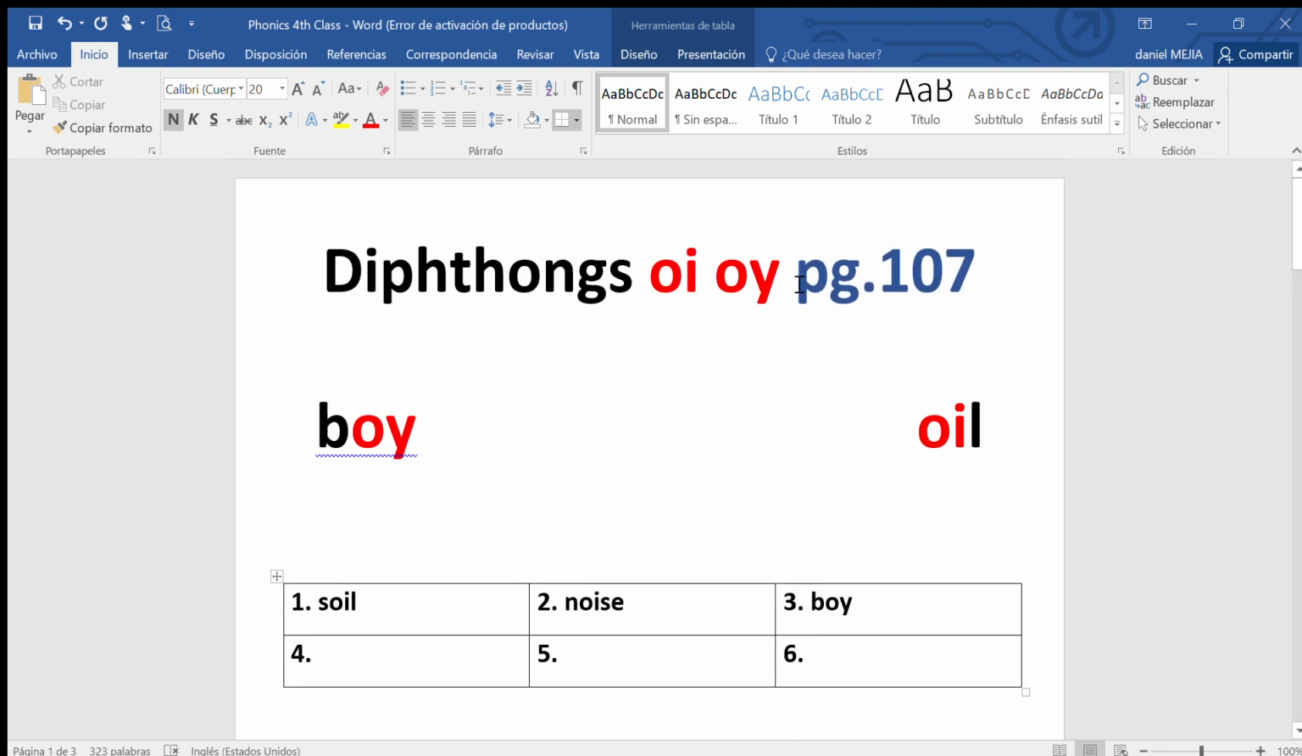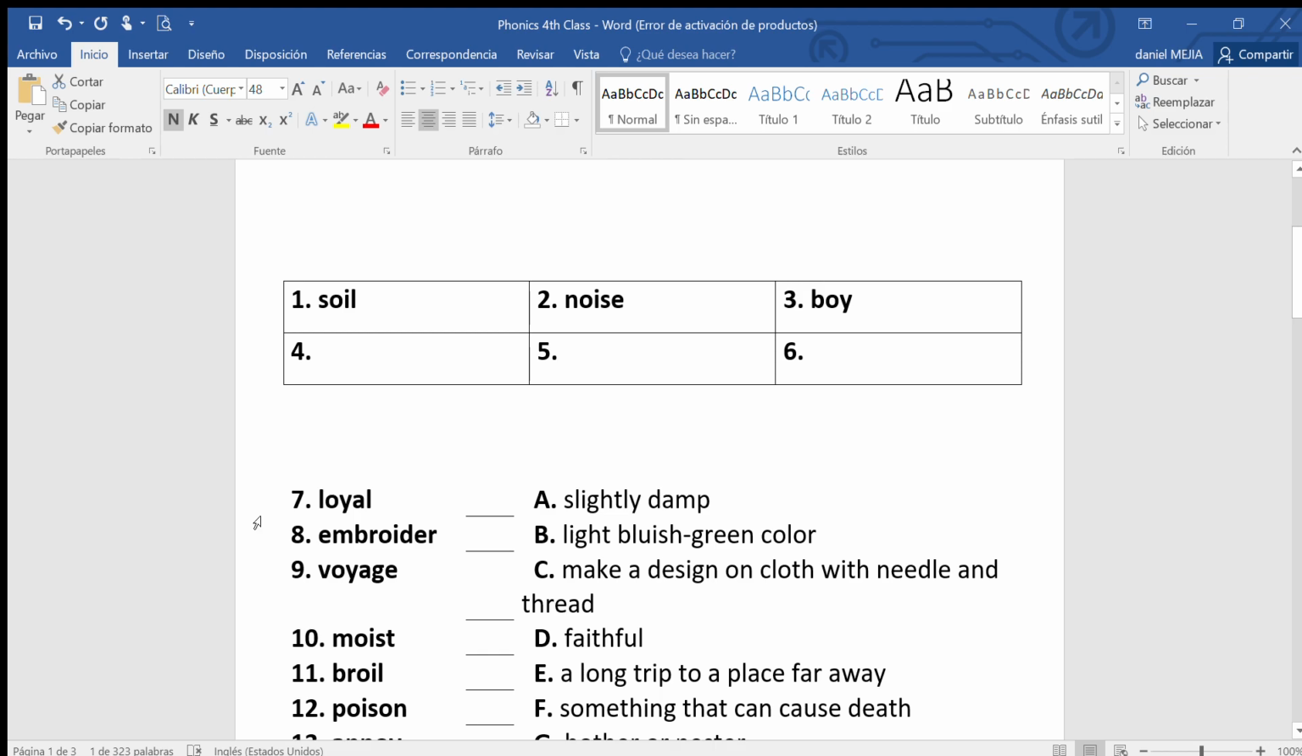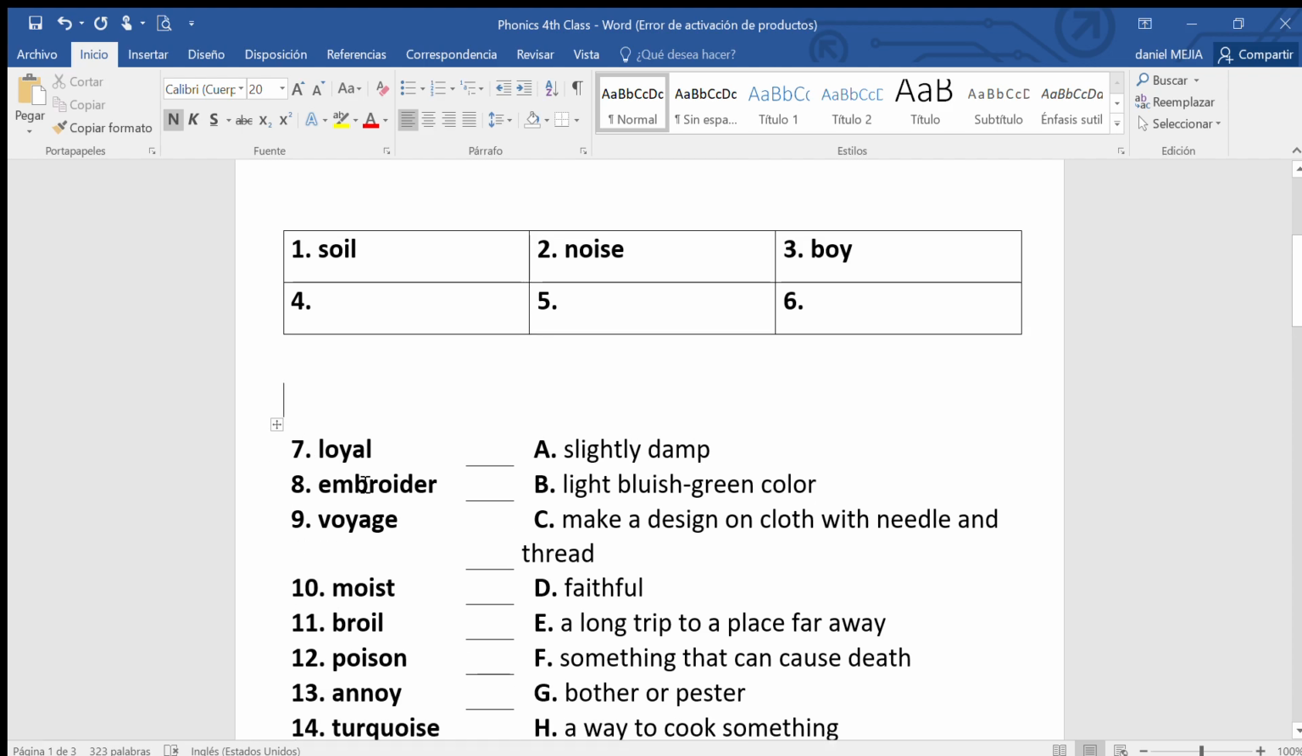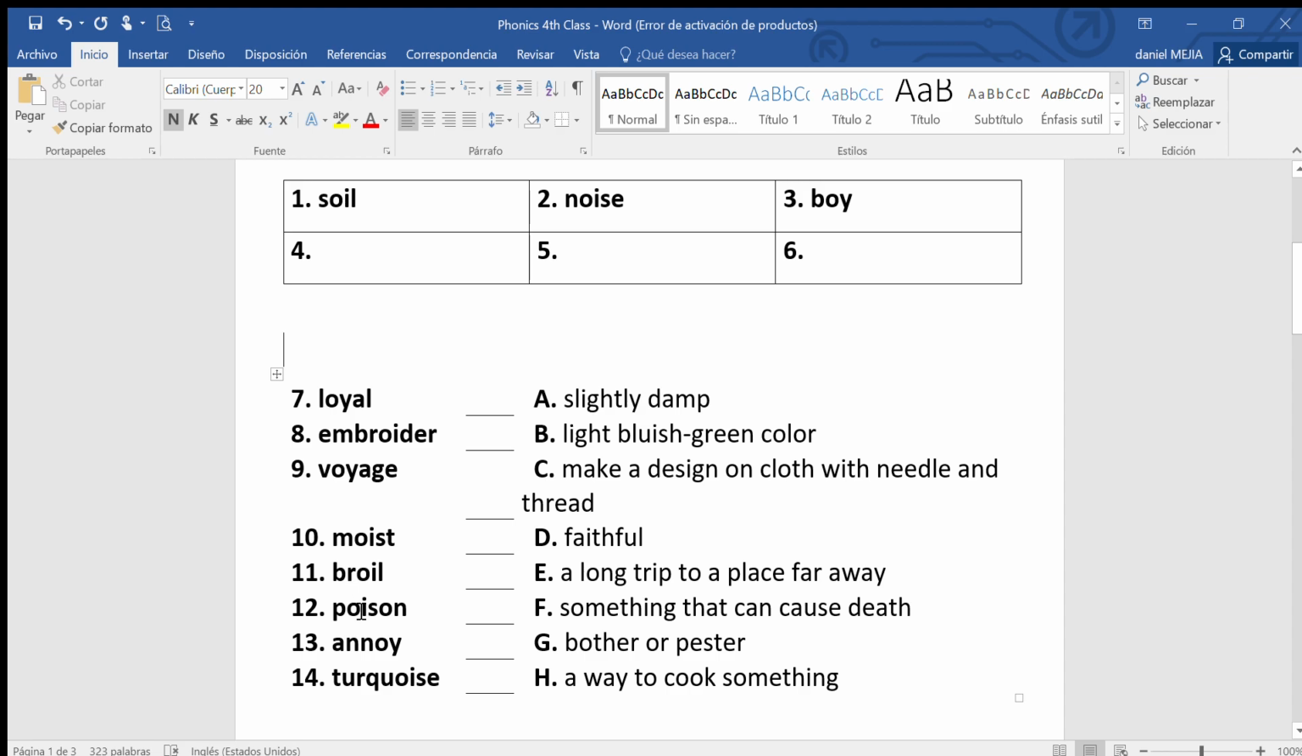Continuing on the same page, 107. On the second part, we have: read each word, find its definition in the second column. Write the letter of the definition on the line beside the word. So here we're going to write the letter of the definitions of these words. We have loyal, embroider, voyage, moist, broil, poison, annoy, and turquoise.